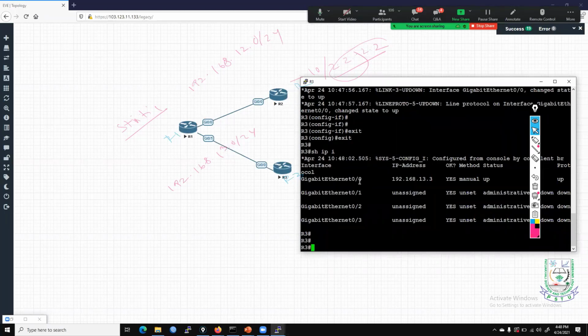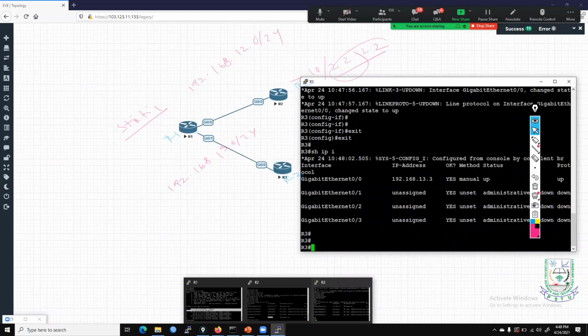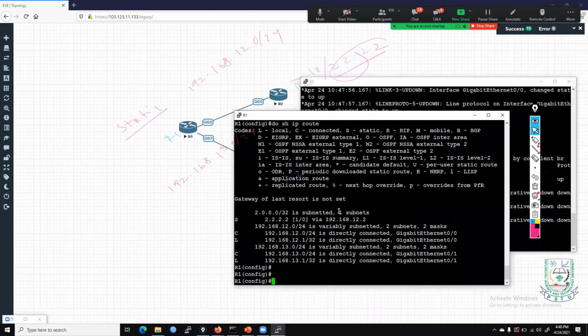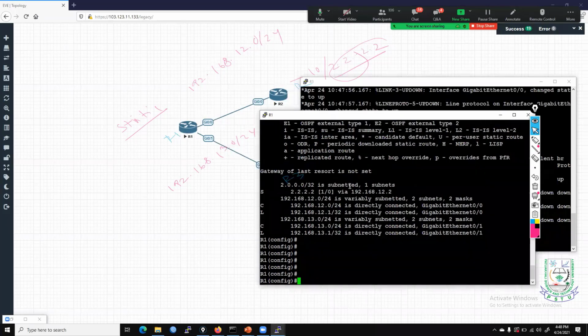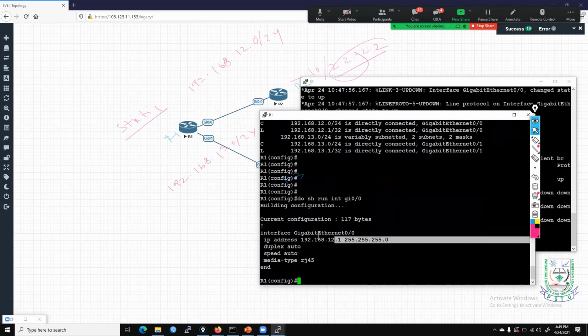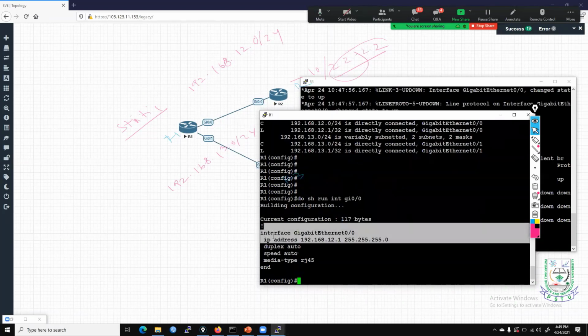Now we configure URPF, Unicast Reverse Path Forwarding. That is the command we have to set on gig 0/0 and gig 0/1 on R1. If you check the current configuration of the interface, show run interface gig 0/0, see, only the IP address is set on the interface, right?